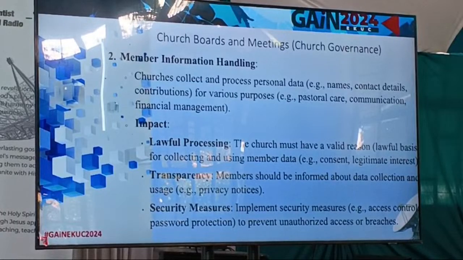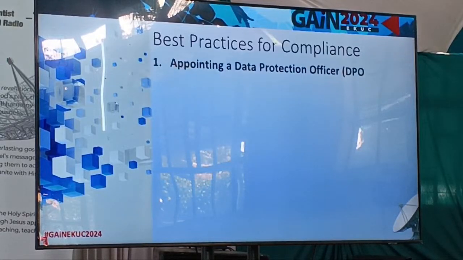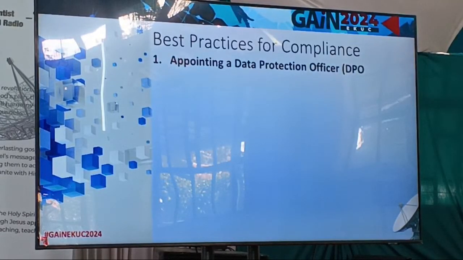Because if I add minutes to this laptop, and it's shared by everyone in the church, there's a possibility that other people might do what? Might have access to it. So sometimes we do the password or even physical authorization. Physical means that computer is going to stay in a certain office that only has a few people accessing the office. All right. Let's look at a few best practices for compliance.